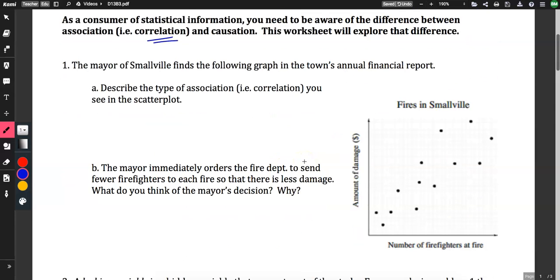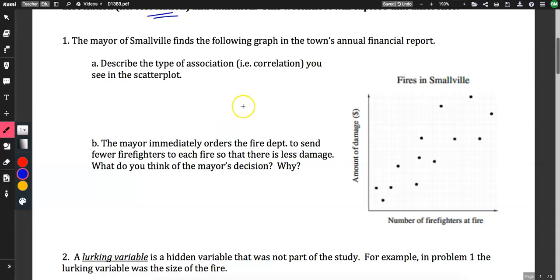It says the mayor of Smallville finds the following graph in the town's annual financial report. So here's a graph. It's about the fires in this town. Here we have the number of firefighters at the fire and the amount of damage. It says describe the type of association you see in the scatter plot. So the correlation that I see, association, correlation, they're interchangeable.